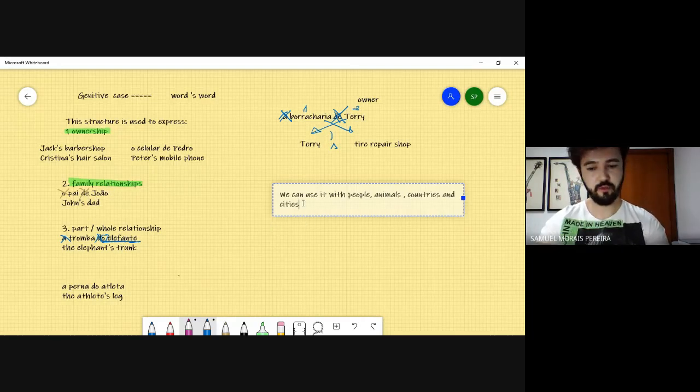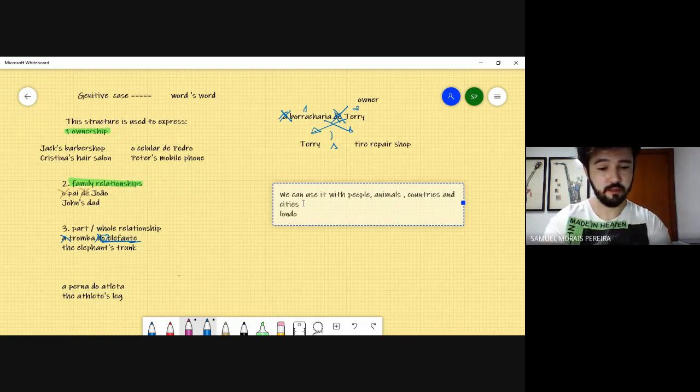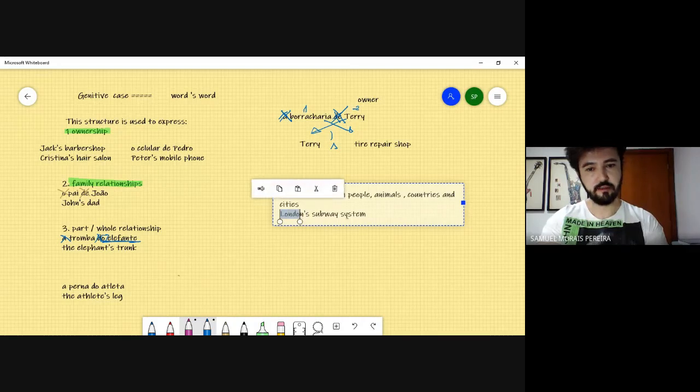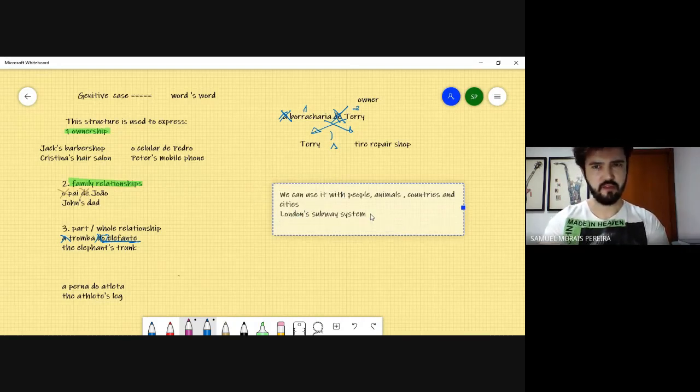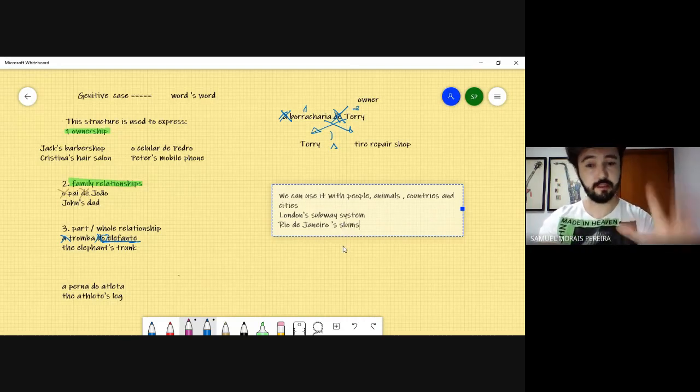okay? Let me give you one example of the name of a city, for example, o metrô de Londres, ó, London's subway system, o sistema de metrô de Londres, ó, London's subway system. Tá vendo? Eu estou usando o nome de uma cidade, ó, London's subway system. As favelas do Rio de Janeiro, Rio de Janeiro's, ó, com apóstrofe S, slums, as favelas do Rio de Janeiro, so Rio de Janeiro's slums, and etc., okay?